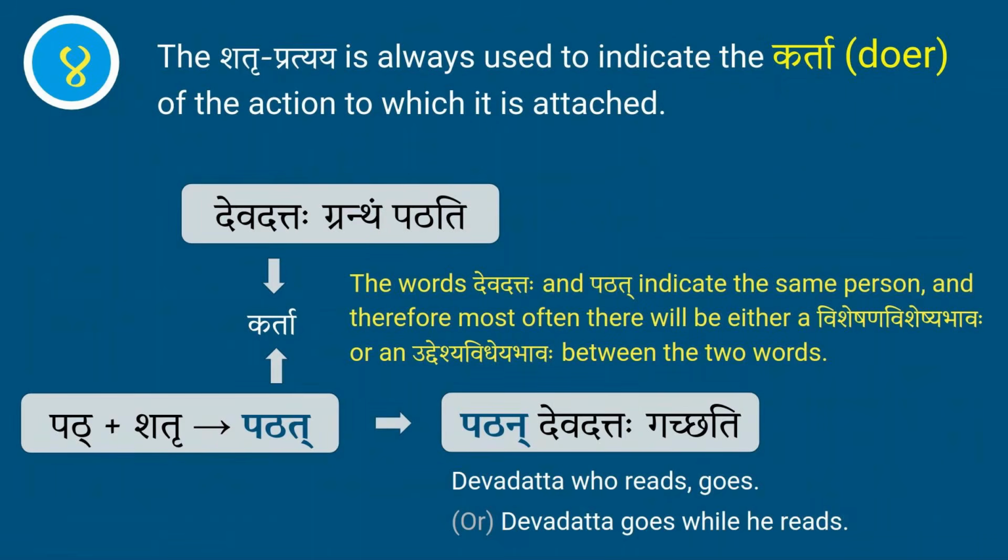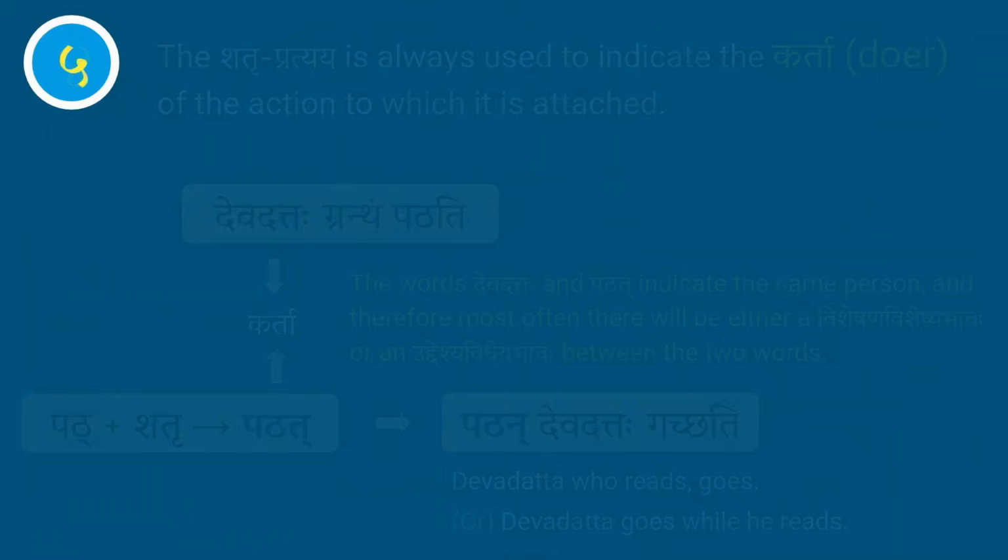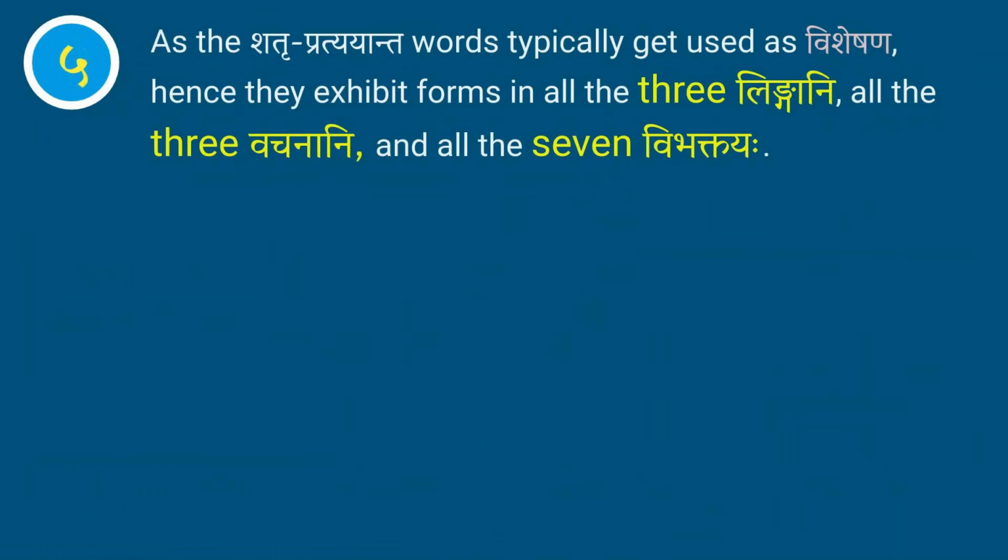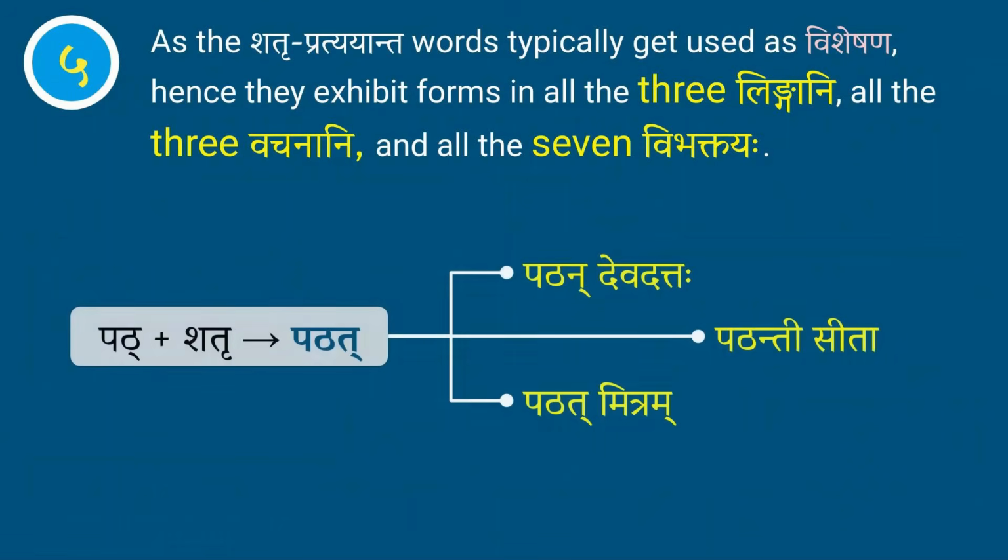This kind of usage of the Shatru Pratyaya in form of a Visheshana also indicates that the Shatru Pratyayanta words must exhibit the forms in all the three lingas, all the three vachanas, and all the seven vibhaktis. For instance, Pathan Devadattaha, Pathanti Sita, and Pathat Mitram. Let's inspect these in more detail.